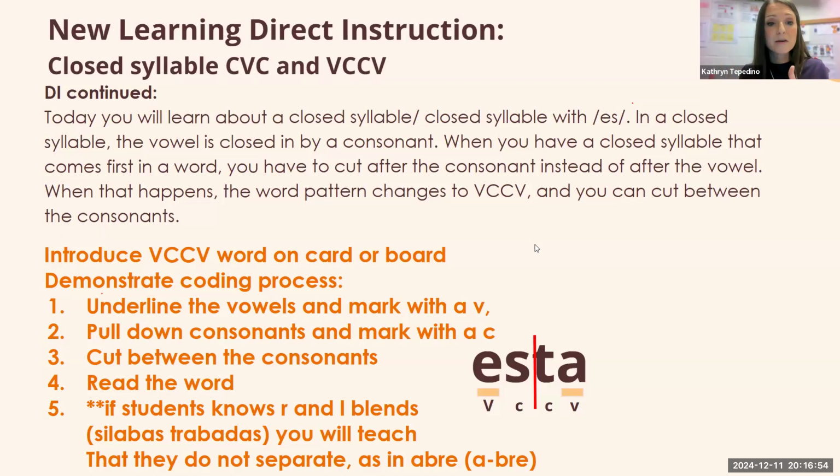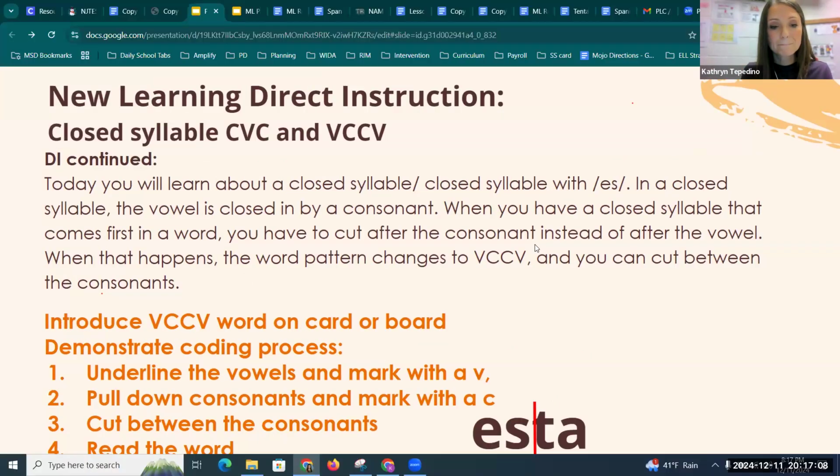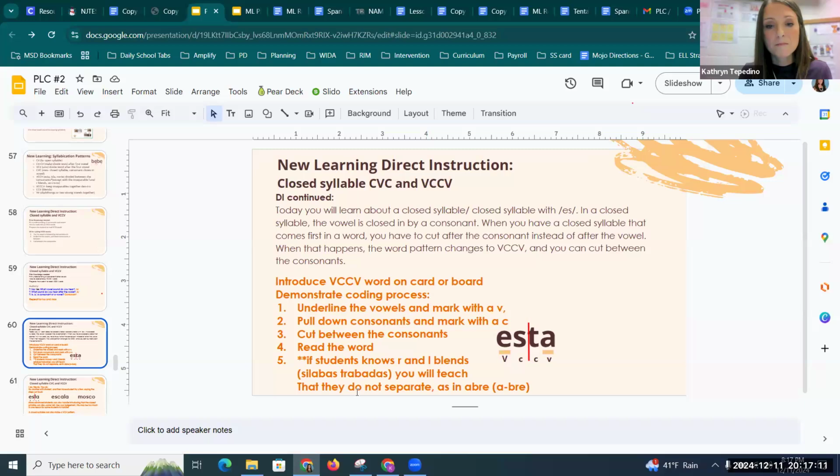Now it's VCCV. So you're going to go through this with them. You're going to tell them, okay, let's underline the vowels, mark them with a V, hold down the consonants in between, mark them with a C. We're going to cut between the consonants and now read the word. If the student has their R blends and they're more advanced, you can put words with R blends in there and tell the child if there's an R blend that stays together. We don't cut. We don't divide that up.